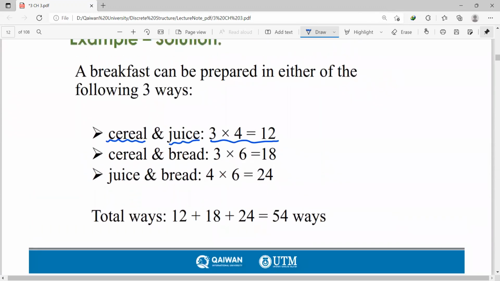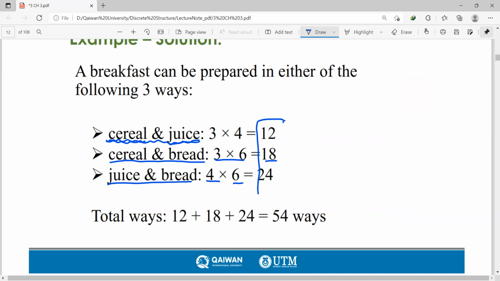Now we just add the result of each of these. Here if we have a cereal and juice, it's 3 times 4, because here we have 3 types of cereal and 4 types of juice. If we pick one from each, we get 3 times 4, which is 12. And also if we pick a bread and cereal, it's 3 times 6, which is 18, because we have 3 types of cereal and 6 types of breads. Juice and bread is 4 times 6, which is 24.